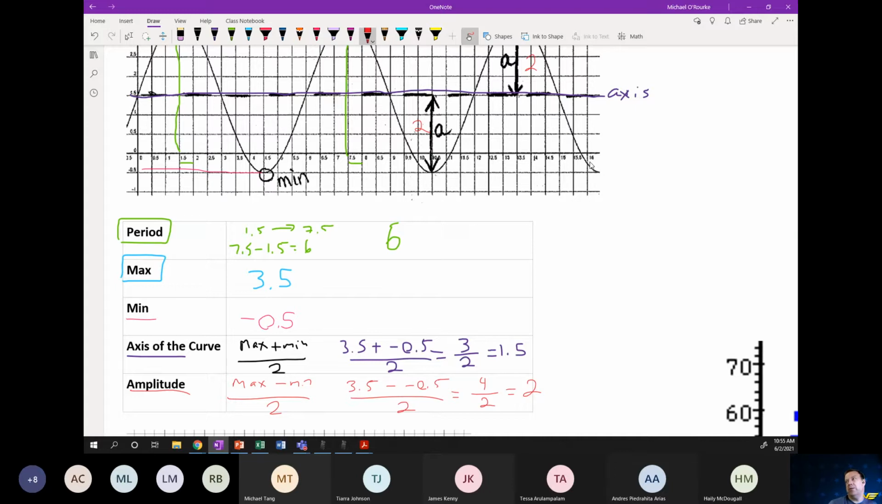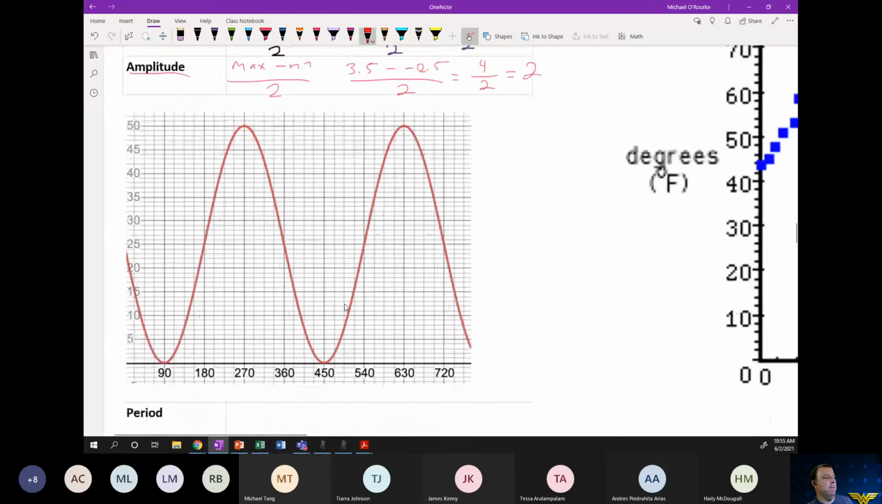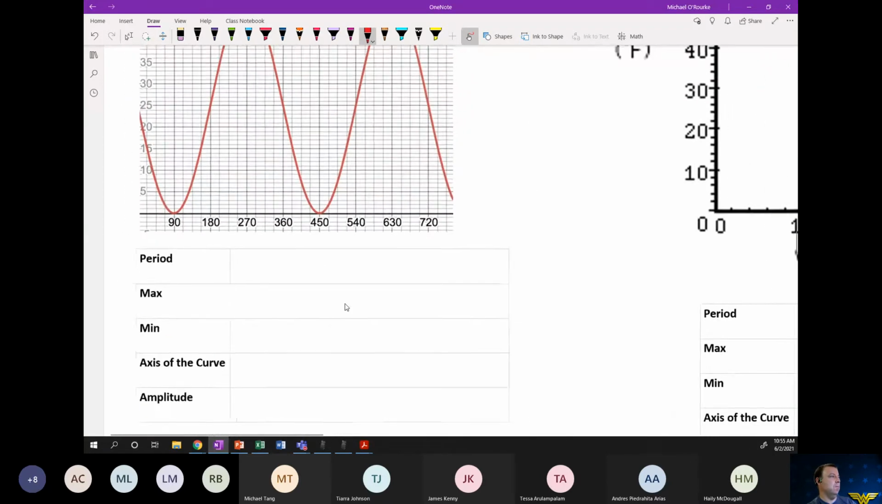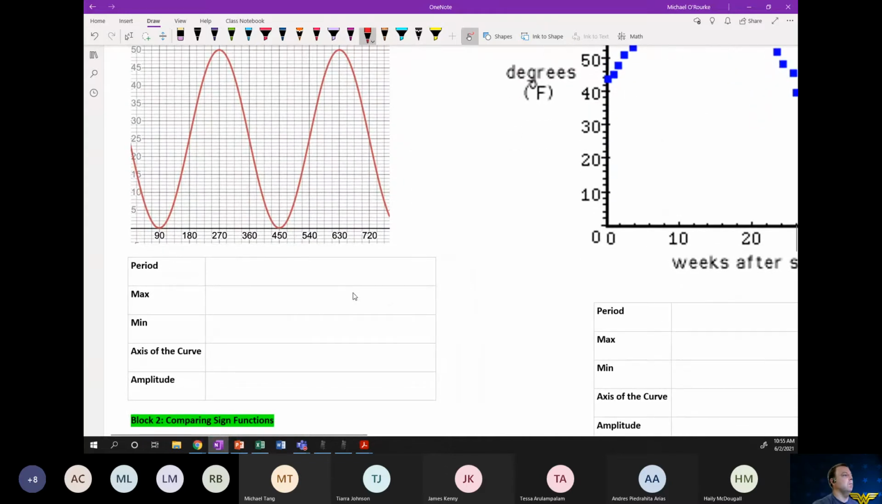After that first one, how's our understanding of this? Out of 5, how would you rate your understanding of figuring out the max, the min, the period, the axis of curve, amplitude? Okay, good. 3 is a good number. We're above halfway. We're going to do a whole bunch of these. Okay. Let's do this one now. Okay.